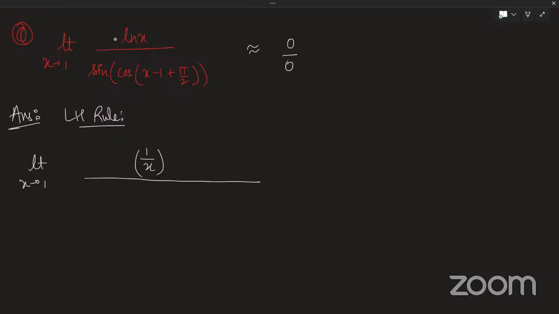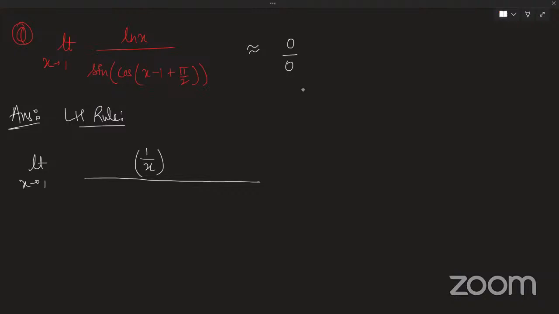So obviously you can apply chain rule, right? So can you just answer, who will tell me? Amani, can you differentiate the denominator? Sine of cos of x minus 1 plus pi by 2. Anyone who can do it? Minus sine of x minus 1 plus pi by 2. Okay, great. That's it, and then times the derivative of x minus 1 plus pi by 2.